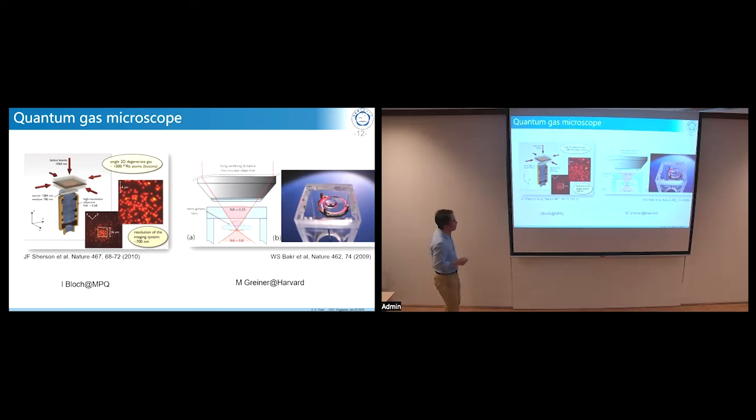We have these two groups: the Markus Greiner group at Harvard, and the Emmanuel Bloch group at the Max Planck Institute. Then in 2009 or 2010, they developed the so-called quantum gas microscope. With this microscope, we can see single atoms. At the level of the emerging physics of a few hundred atoms of condensed matter, we can study the phase transition, the emerging physics. We can also look at the atoms one by one and count the statistics of correlations.